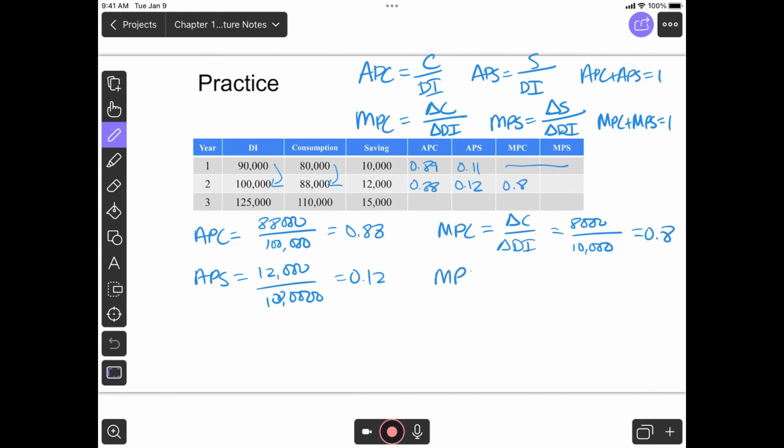Our MPS, the change in savings divided by the change in disposable income. For savings, we went from 10,000 to 12,000, so the change is 2,000. Our change in disposable income is still 10,000. So our MPS is 0.2, which again we could have easily calculated simply by subtracting our MPC from 1.